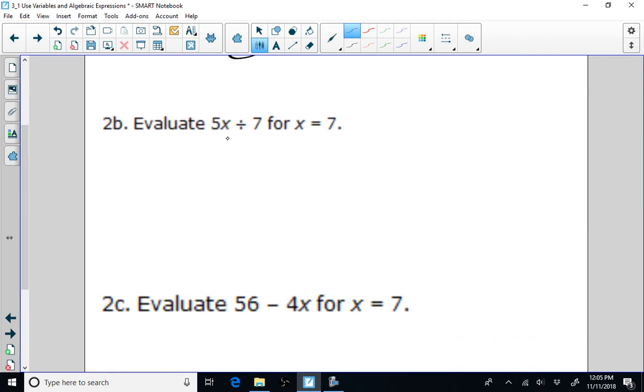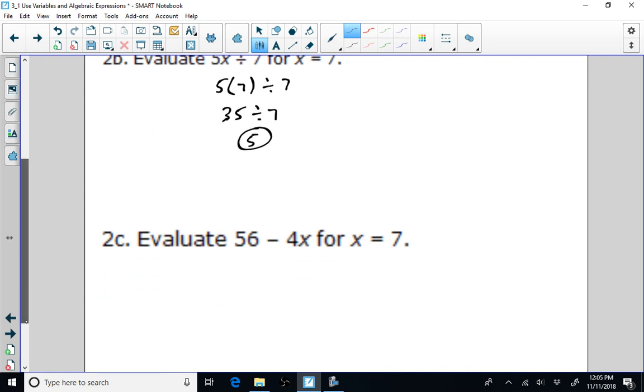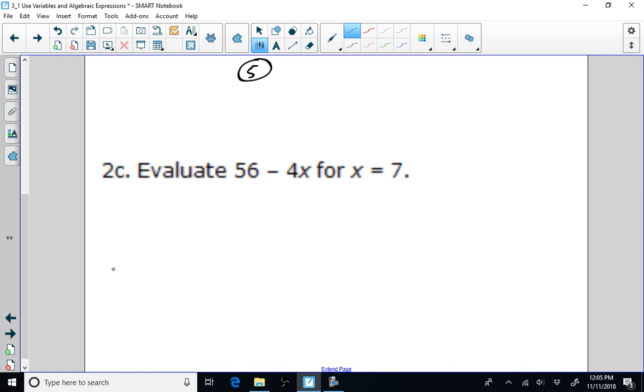Problem 2b. 5 times a number x divided by 7 for x is equal to 7. So that's going to be 5 times 7 divided by 7. 5 times 7 is 35 divided by 7. And 35 divided by 7, that's going to be 5.